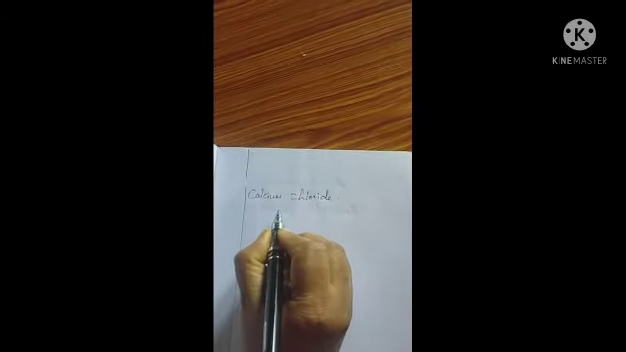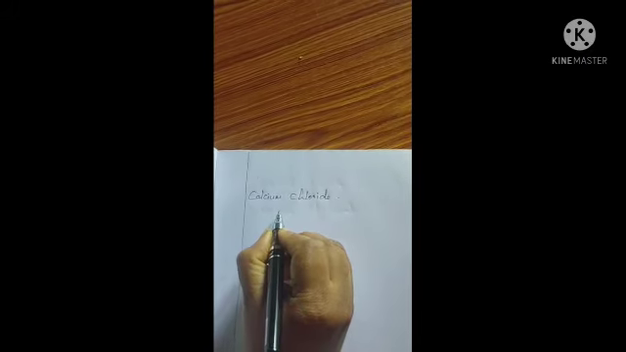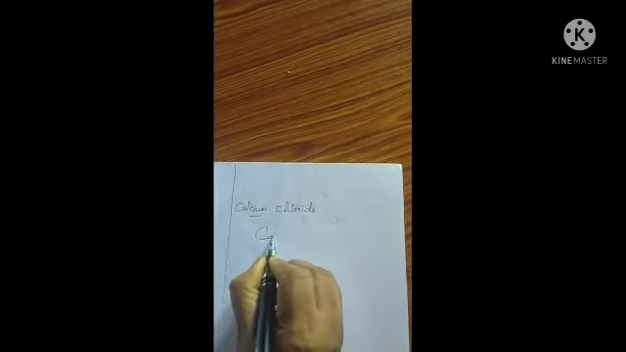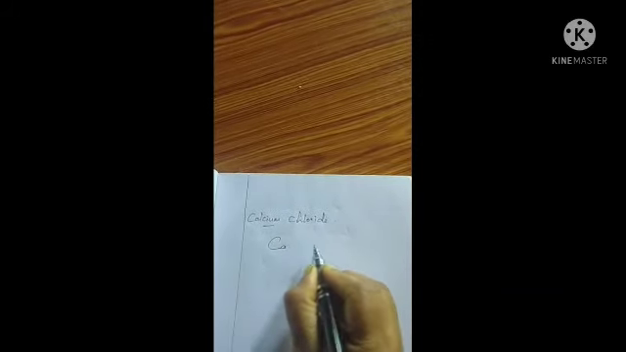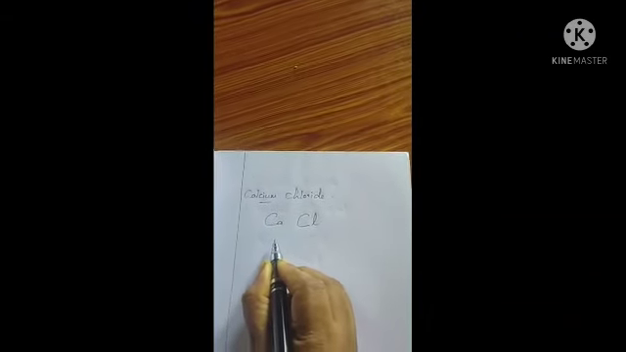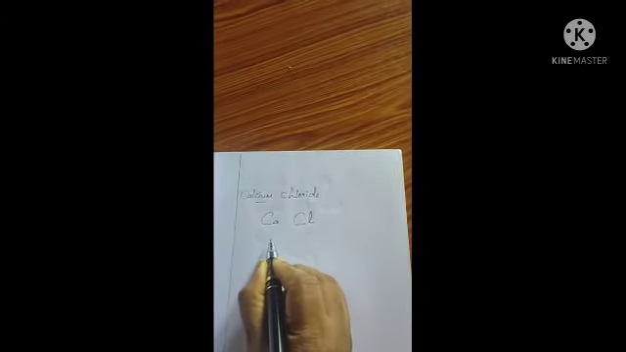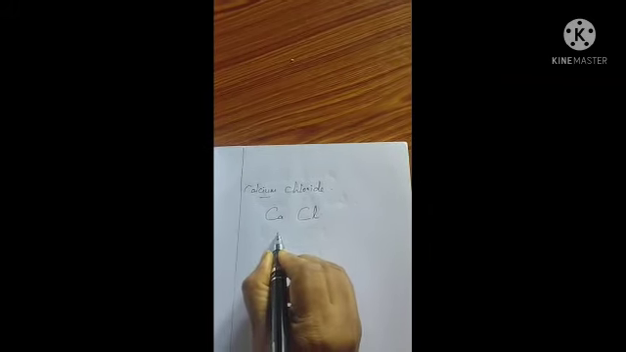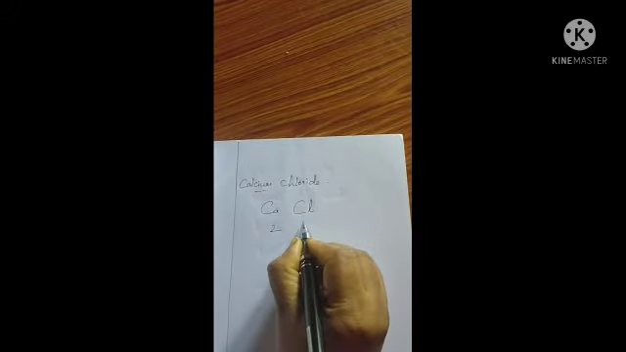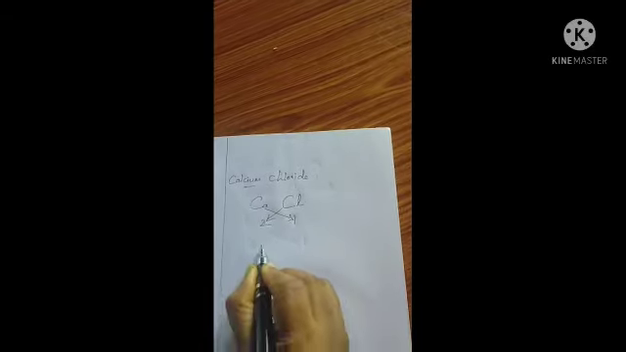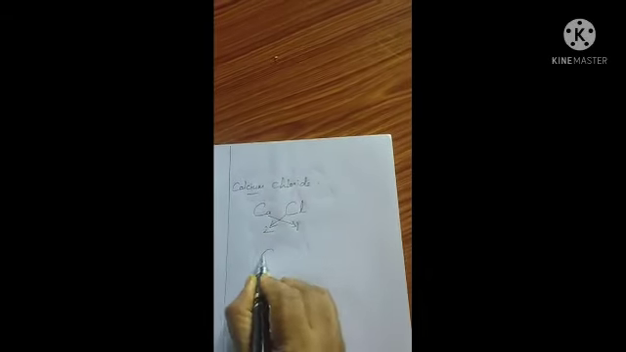Next, calcium chloride. What's the chemical formula for calcium chloride? Calcium symbol is Ca. Okay. Chloride, Cl. Okay. Now what's the next step? We want to write the valency. So Ca, what's the valency for Ca? 2. Valency for Cl is 1. Is it? We want to cross over these. So, Ca1, Cl2. Ca1, Cl2.